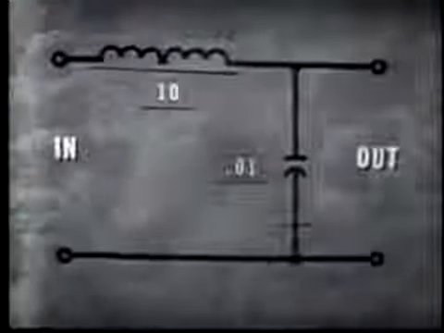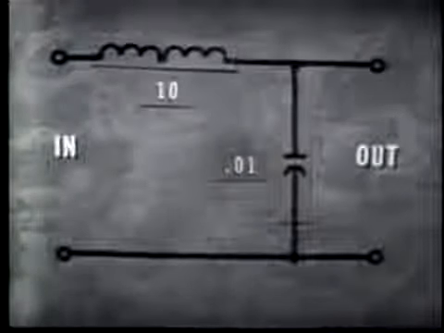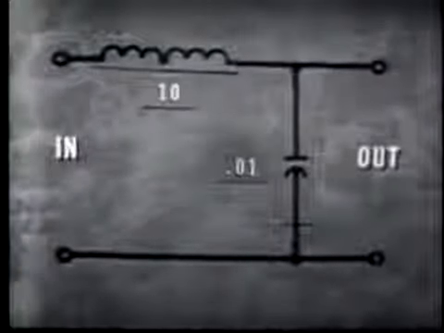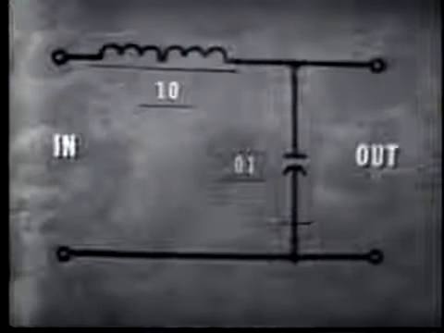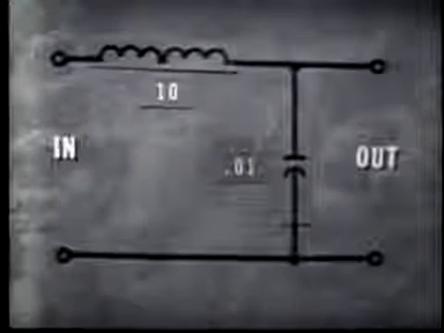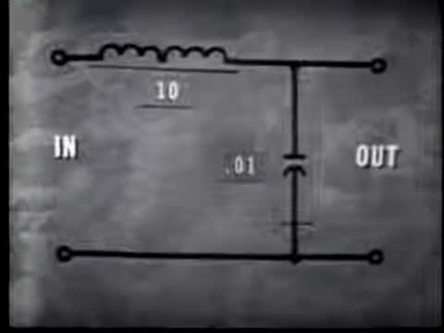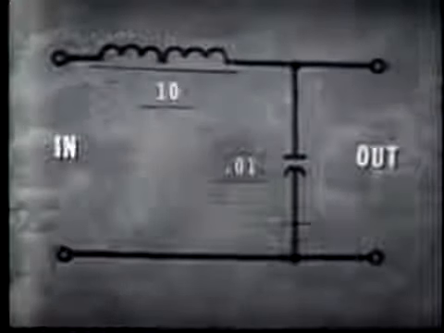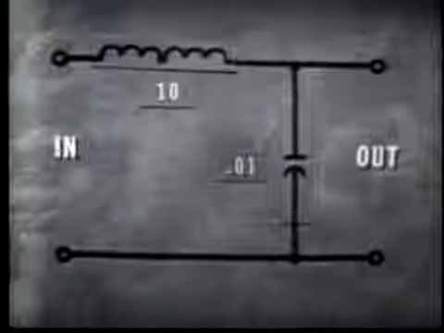Now, changing the value of any of the components in the circuit will cause the filter to affect a different range of frequencies. However, there are a number of modifications we can make to this circuit without changing total inductance or total capacitance. And if we don't change the total values of L and C, then the filter will still affect the same frequency range.